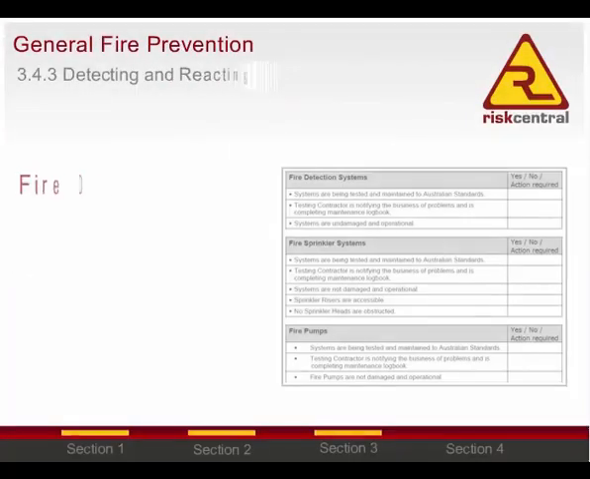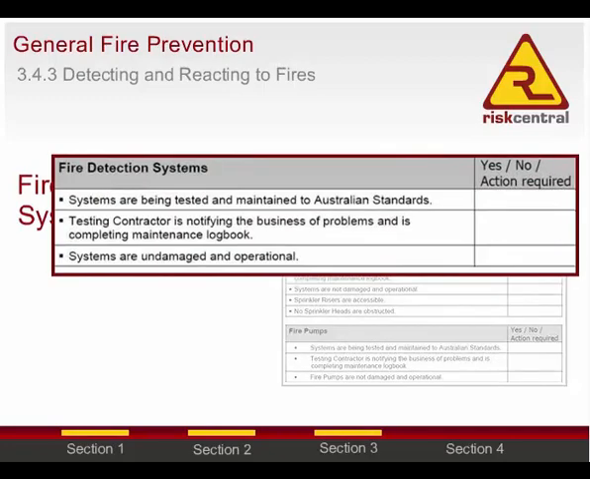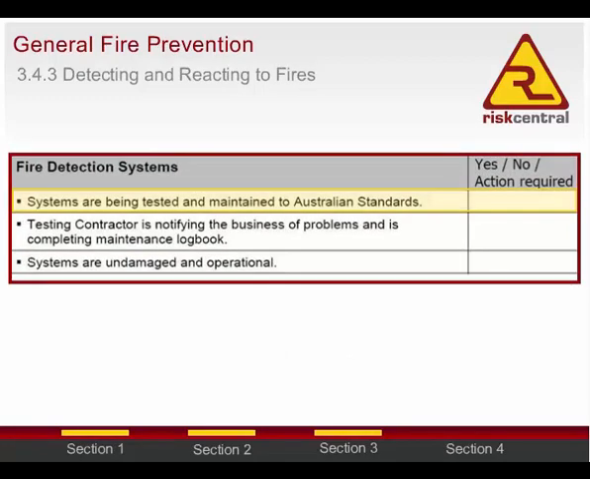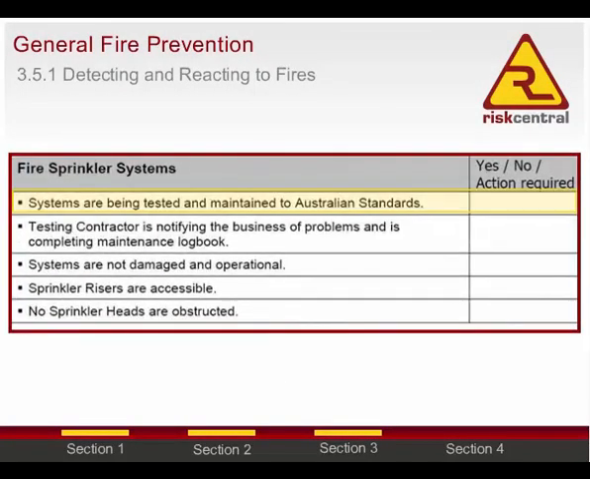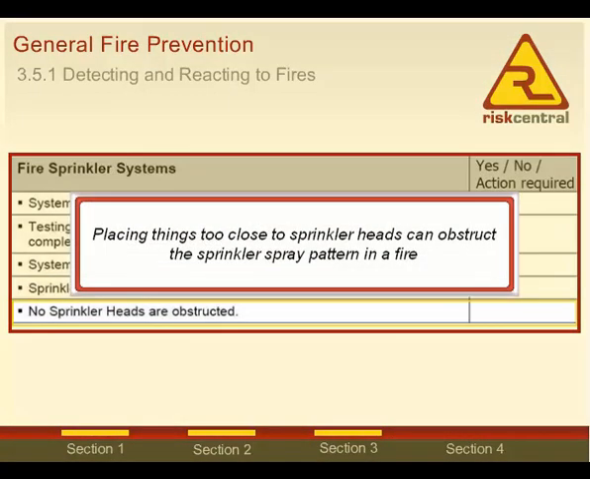Fire detection systems. Systems are being tested and maintained to Australian standards. Testing contractor is notifying the business of problems and is completing maintenance logbook. Systems are undamaged and operational. Fire sprinkler systems. Systems are being tested and maintained to Australian standards. Testing contractor is notifying the business of problems and is completing maintenance logbook. Systems are not damaged and operational. Sprinkler risers are accessible. No sprinkler heads are obstructed. Placing things too close to sprinkler heads can obstruct the sprinkler spray pattern in a fire.